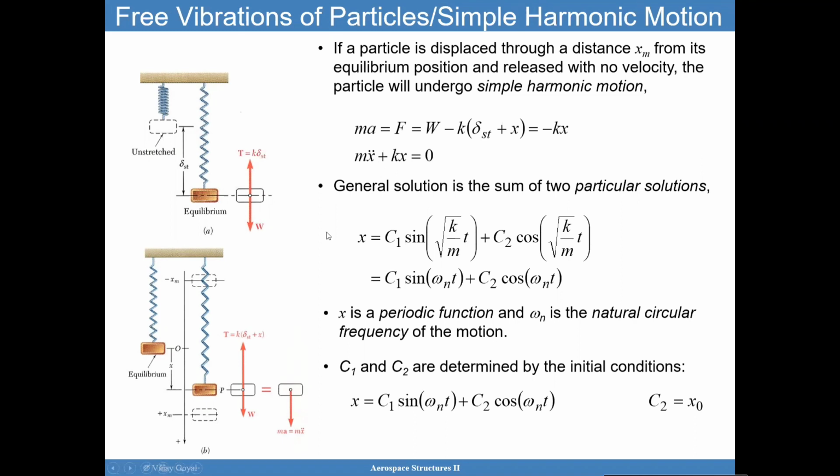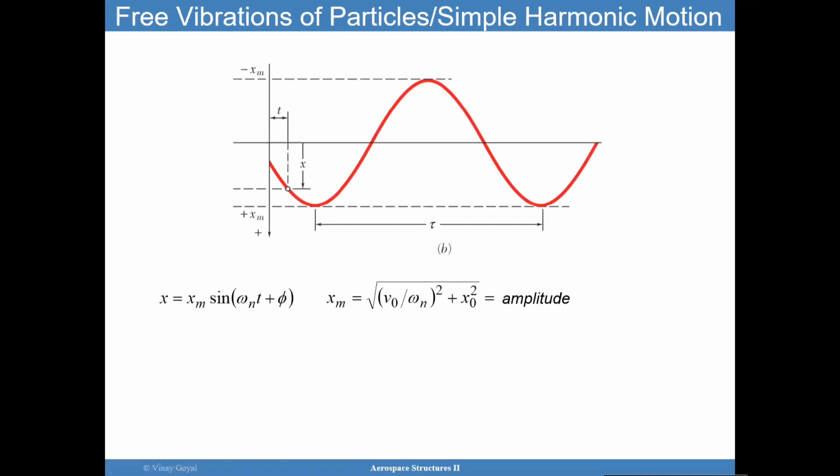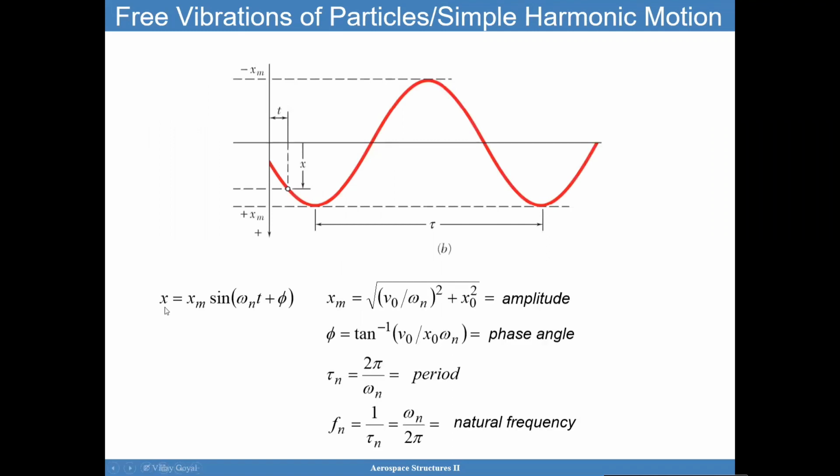And we found that the solution to this equation is simplified with this equation here, where xm is given by this amplitude and phi is given by this. And again, the phase angle is known. We know v naught, x naught, and omega n. So this is fully known. So this whole motion is known.